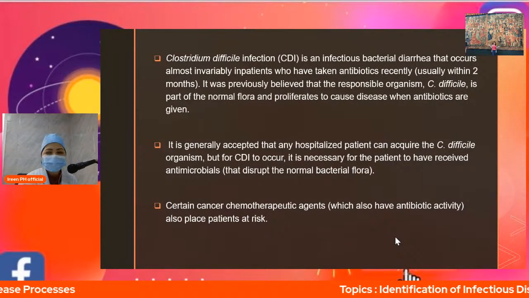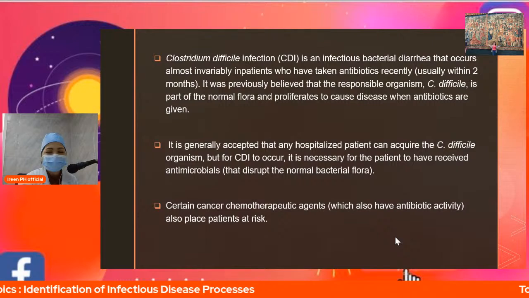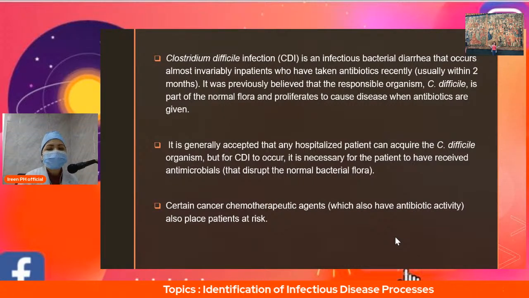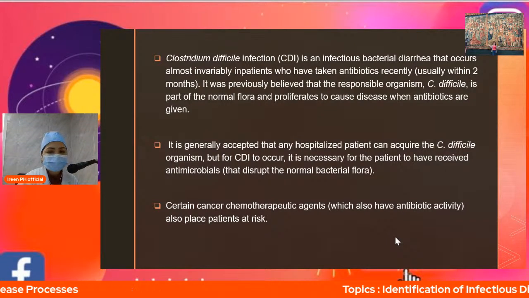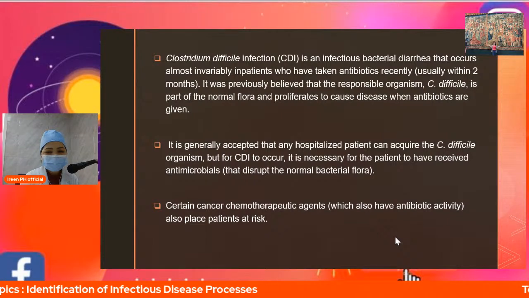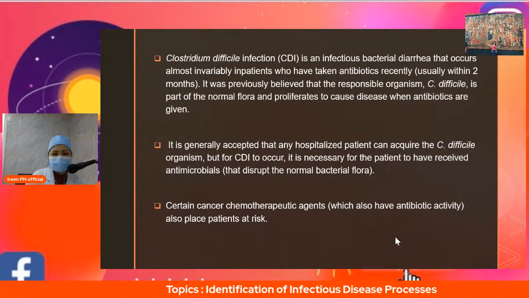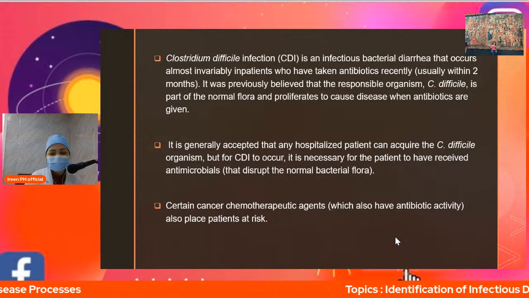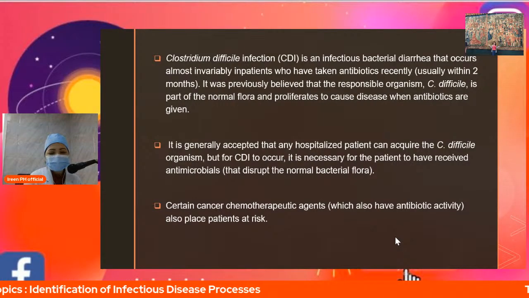CDI is an infectious bacterial diarrhea that occurs almost invariably in patients who have taken antibiotics recently, usually within 2 months. It was previously believed that the responsible organism is part of the normal flora and proliferates to cause disease when antibiotics are given. It is generally accepted that any hospitalized patient can acquire the C. difficile organism, but for CDI to occur, it is necessary for the patient to have received antimicrobials that disrupt the normal bacterial flora. Certain cancer chemotherapeutic agents, which also have antibiotic activity, also place patients at risk.